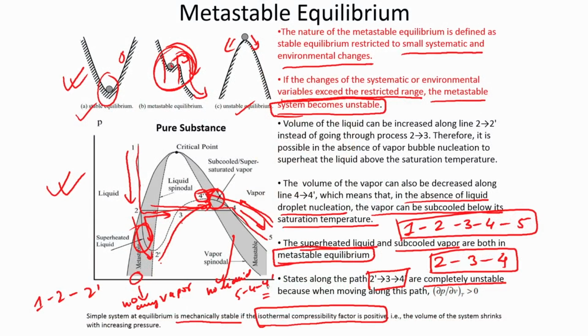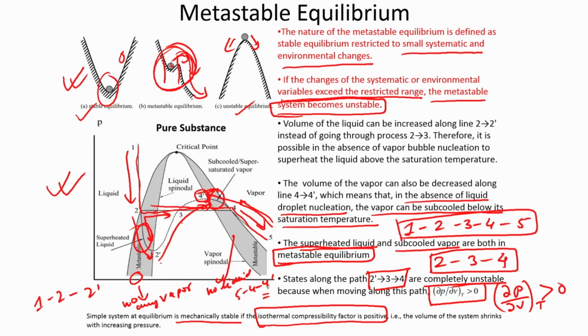So, if you look at this path 2, 3, 4 prime, what you see over here is completely unstable, because the isothermal compressibility factor, which is basically dV/dP at constant T, because it is isothermal, is greater than 0, correct.